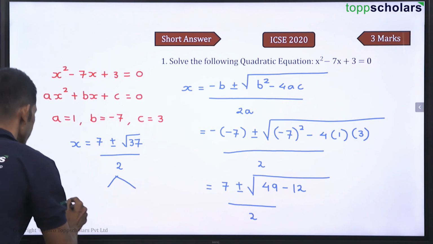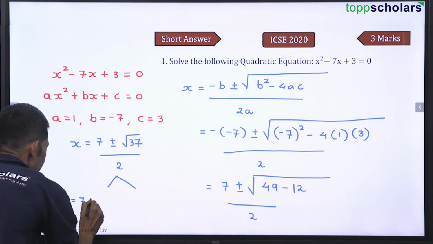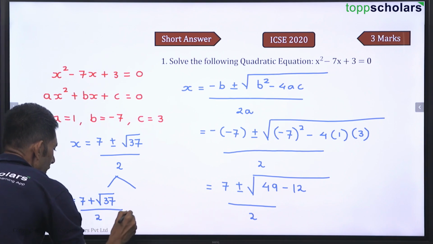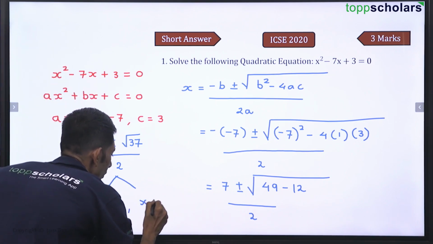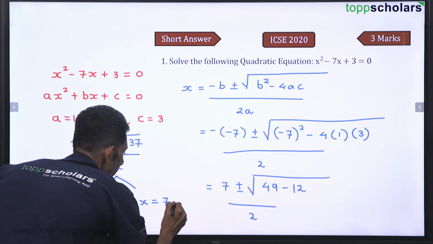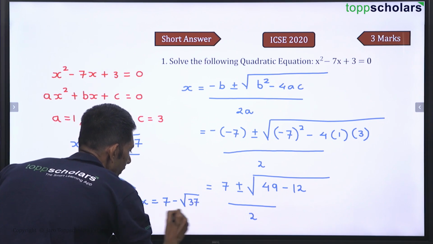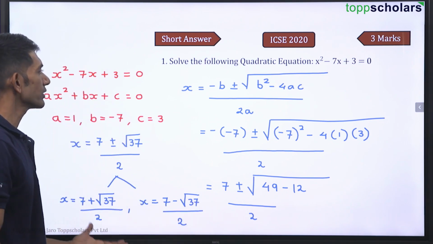If you want, I can just write it for you. So x is equal to 7 plus root 37, the whole divided by 2, and x is equal to 7 minus root 37, the whole divided by 2. So I hope you have understood this question as well.